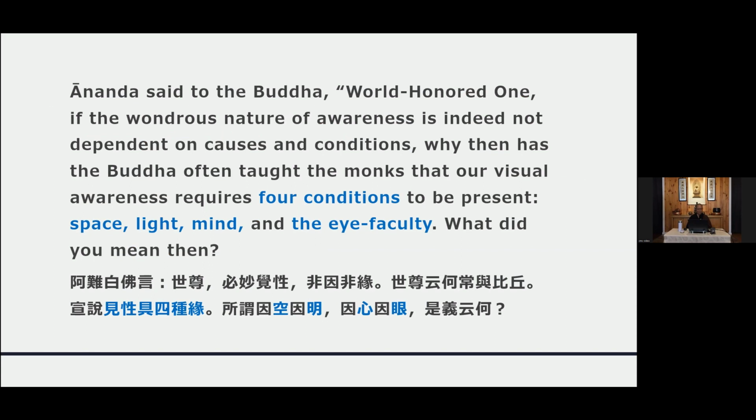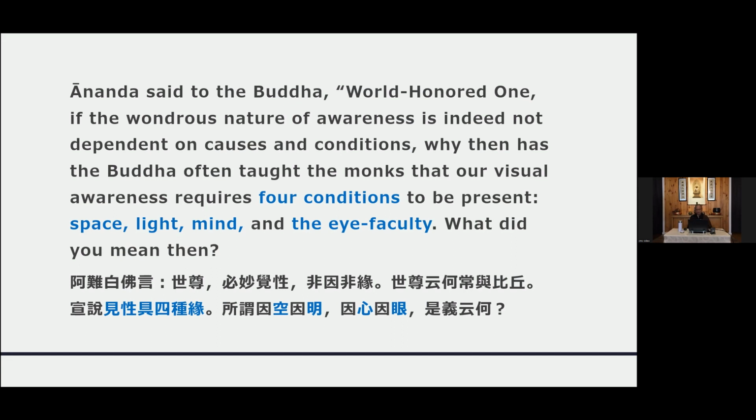Okay, Ananda continues to say, Buddha, if the wondrous nature of awareness is indeed not dependent on causes and conditions, why then has the Buddha often taught the monks that our visual awareness requires 4 conditions to be present: the space, the light, the mind, and the eye faculty? What do you mean then? That's what we learned from the Yogacara as well. There are 9 conditions, there are 9 and 7, you know, all different levels, different criteria for you to be able to see and hear and taste, and, you know, the 6 organs, how you operate them. You need different criteria for you to do that.